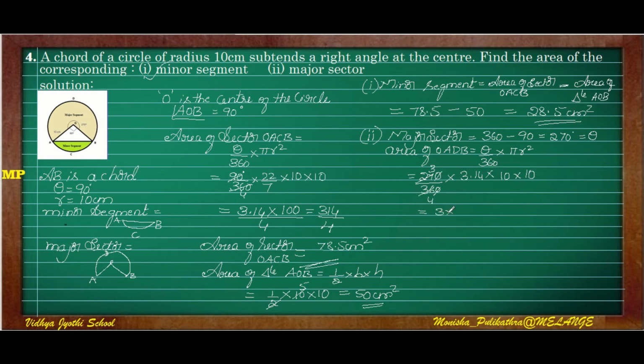Again we will get 3 into 314 divided by 4. So we know that 314 divided by 4 we obtain 78.5. So that is 3 into 78.5. So the multiplication of major sector we will get. So major sector is 235.5 centimeter square. So this is the value of major sector and this is the value of minor segment. I hope you understood this.